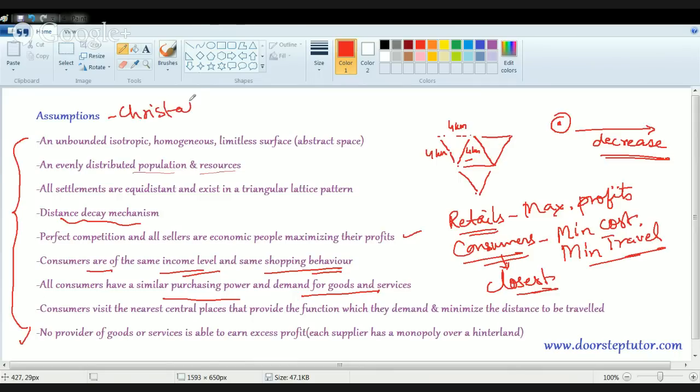Now, as we know, most of these assumptions are abstract in nature, because in the real world we cannot say a region has equal population or equal resources, or all the consumers have the same income and the same shopping behavior. So most of the assumptions that Christaller considered were abstract in nature. Therefore, these assumptions later became the major criticisms of Christaller's theory. Now, on the basis of these assumptions, let's move on to the basic concepts that Christaller tried to give.